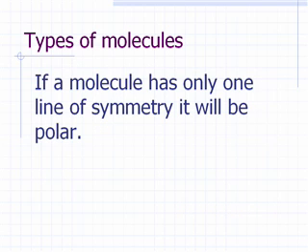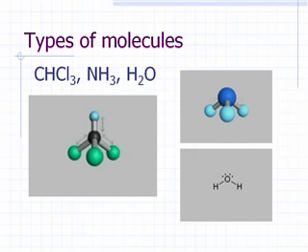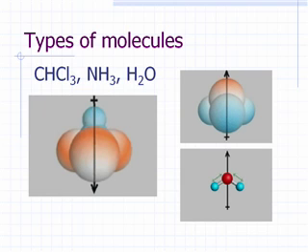If, however, a molecule has only one line of symmetry, it will be polar. So examples I've got here are things like NH3 or H2O or CHCl3. Now, in each of these instances, you'll notice that all of the polar bonds will combine to produce one end of the molecule being slightly negative and one end being slightly positive. When I mention one line of symmetry, you'll also notice that that dipole runs through the line of symmetry in those molecules.